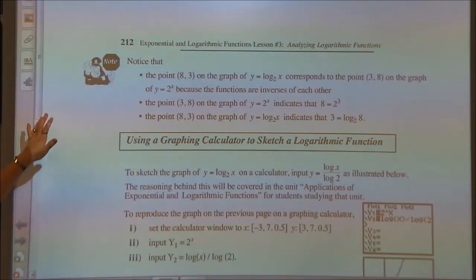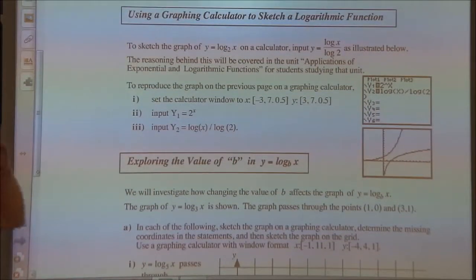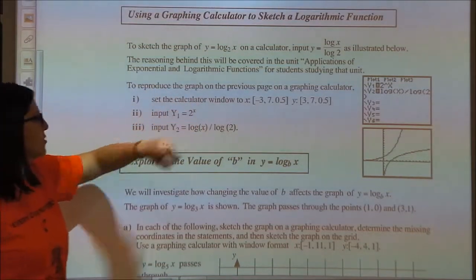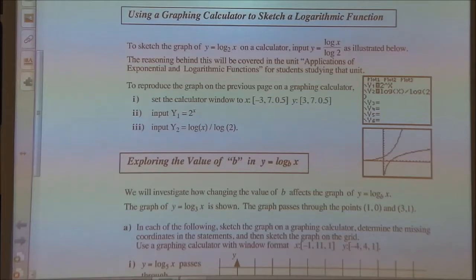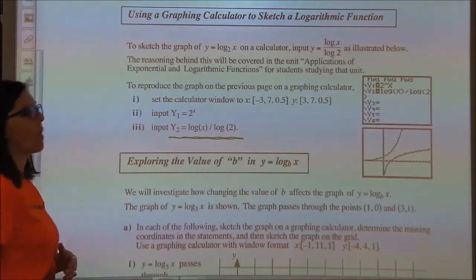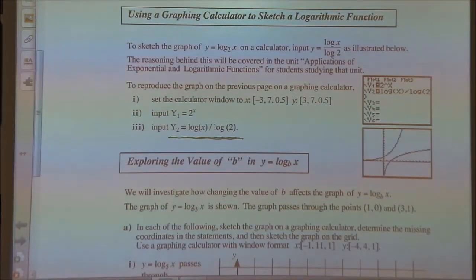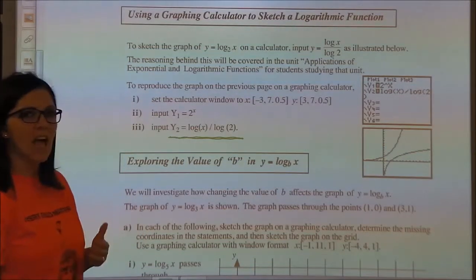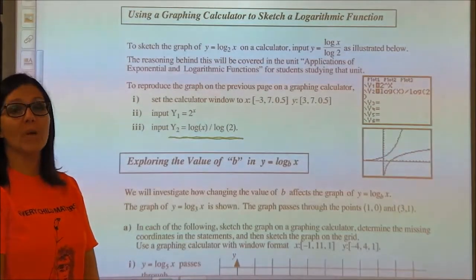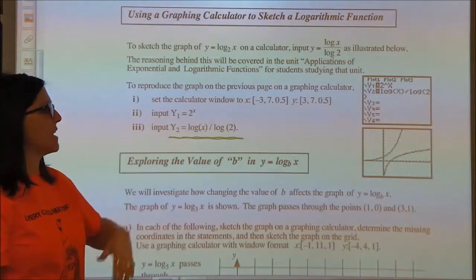We can use our graphing calculator to sketch logarithmic functions. The way that we do this, if I'm doing my exponential function, that's not going to be the problem. 2 to the power of x, we're done. To do the logarithmic function, what we have to do is write this log base 2 of x as log x divided by log 2. And we're going to investigate why we put it in that way in the next couple of lessons. What it comes down to is the majority of the calculators we're using does not have a way to change the base of the logarithm. So we have to put the base in as a division.